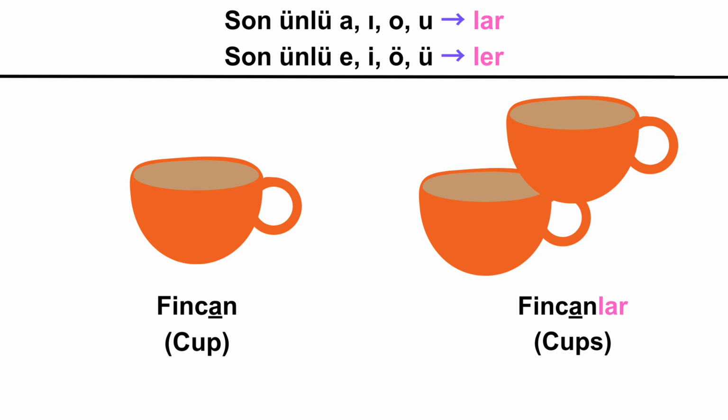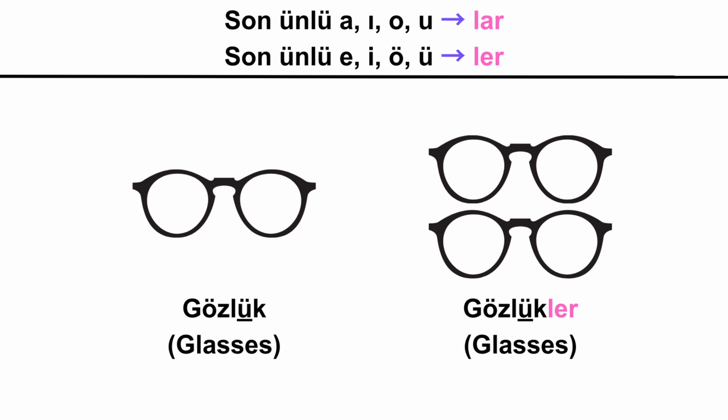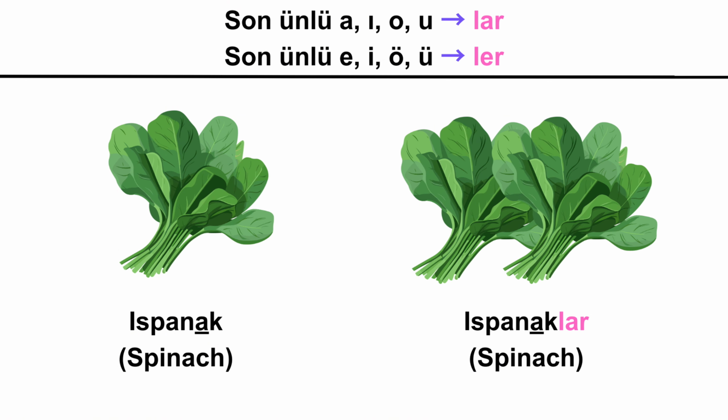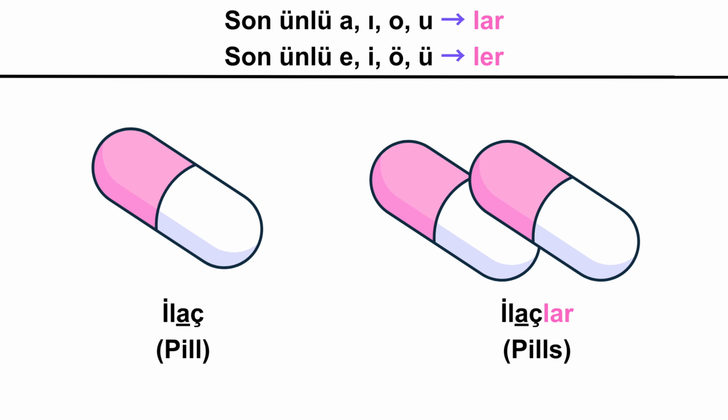Fincan, fincanlar. Gözlük, gözlükler. Again, you will probably remember this, but in Turkish, we have gözlük as a singular word, unlike in English. Therefore, when there are multiple glasses, you need to say gözlükler. There, we need the plural suffix because gözlük is a singular word. Havuz, havuzlar. Ispanak, ıspanaklar. İlaç, ilaçlar.